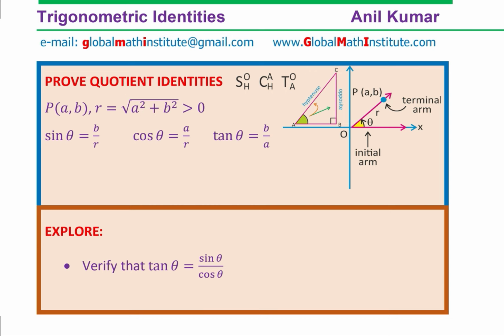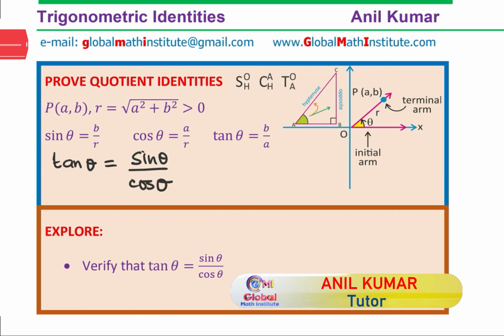Just now I was saying that tan theta is basically a ratio of sine and cosine. We call this a quotient identity. So what is a quotient identity? The quotient identity is tan theta equals the ratio of sine and cosine, right? So we'll now prove that tan theta is equal to the ratio of sine theta over cos theta.